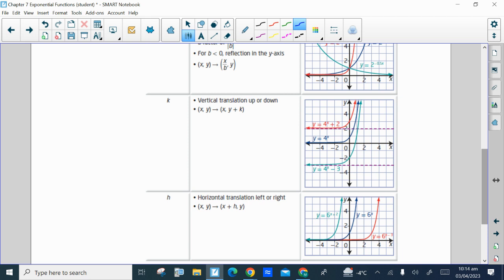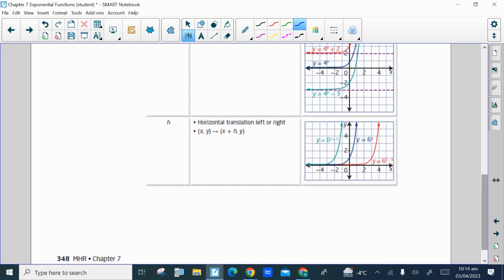Right? K causes a vertical translation up or down. So comparing to y equals 4 to the x, this is 4 to the x plus 2. It shifts up 2 units. Remember, those base graphs have the x-axis as a horizontal asymptote. So when a graph shifts up, everything does, including the asymptote. And then the second one is 4 to the x minus 3, so it shifts down 3 units.